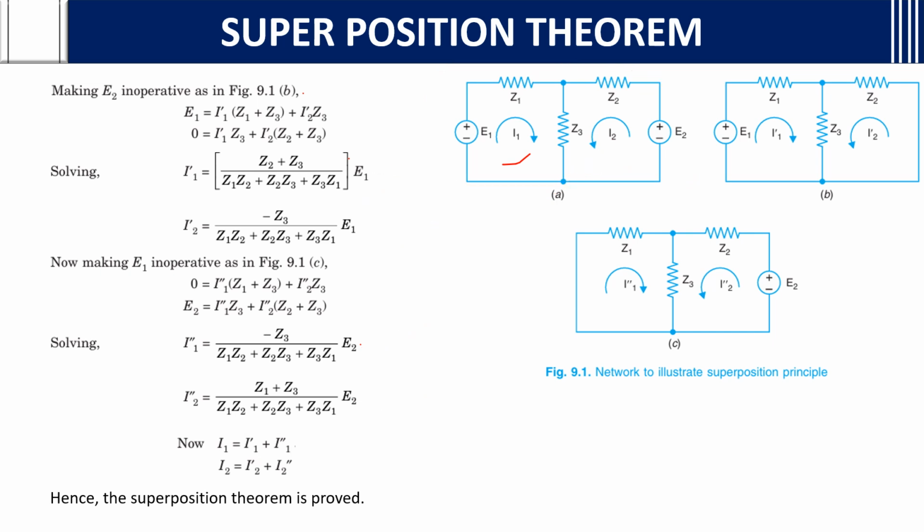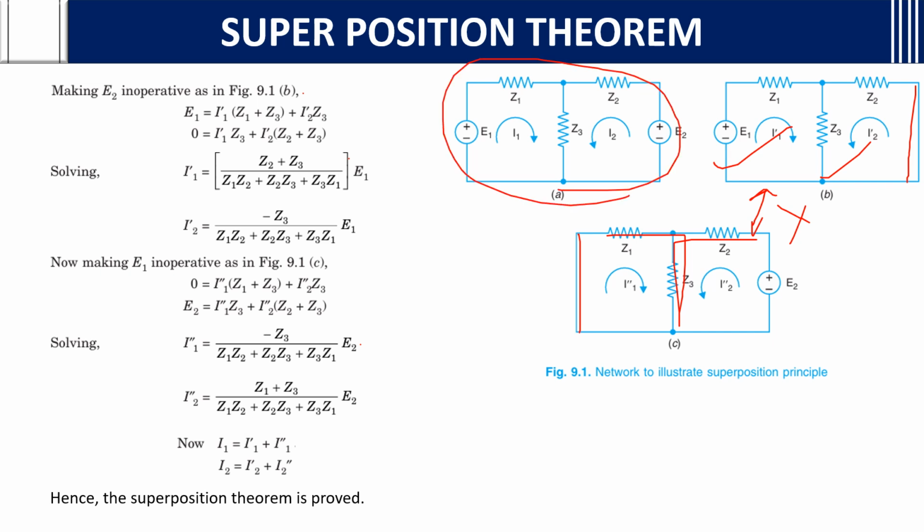What are we proving here? That if we apply mesh analysis to the whole network, we will get the effect of the voltage sources on the network. But in the superposition theorem, to make it easy, we make one voltage source inactive and find its effect on the network, then we make the other voltage source inactive in the next step and see its effect on the network. Then we add up these two effects, and you will get this itself. That is what is proved in the superposition theorem.